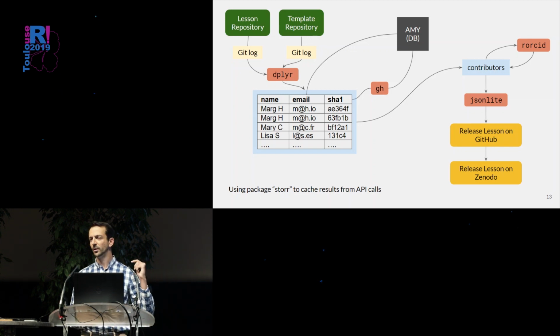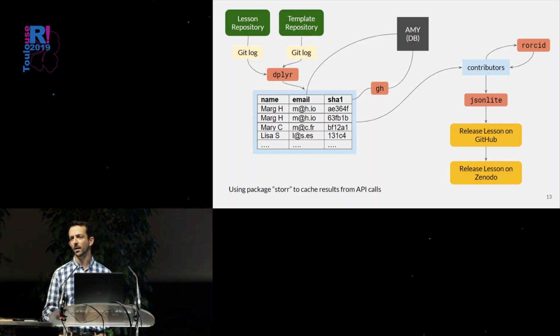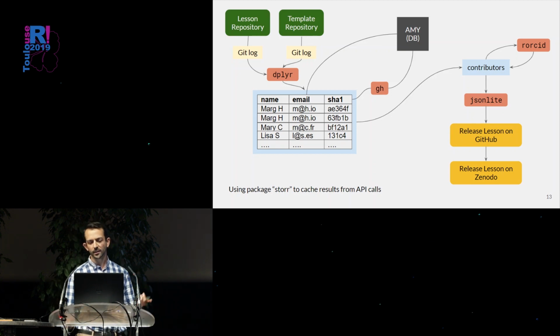And so we use a gh package that is an interface to the GitHub API to try to figure out who is the author of the commit, by retrieving the GitHub username. And from that, we can see also if we can match them in our database, because it's also something that we have in the profile of our people in the AMI database.